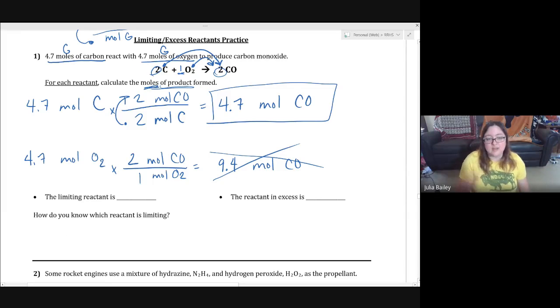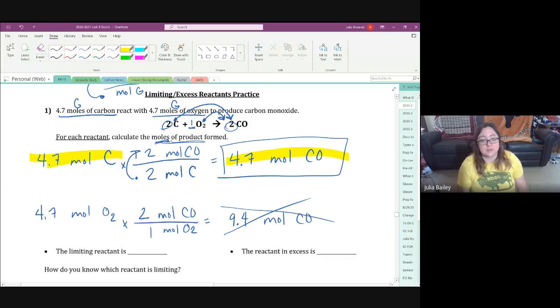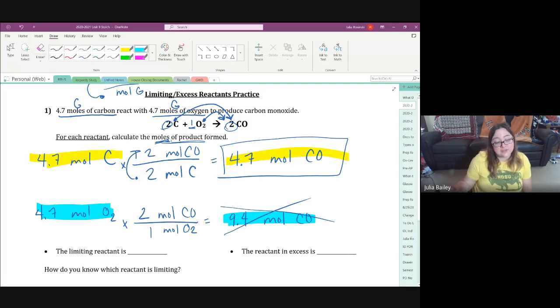Basically, what we've calculated is that if I start with 4.7 moles of carbon, then I have enough carbon to make 4.7 moles of carbon monoxide. If I start with 4.7 moles of oxygen, that's enough to make 9.4 moles of carbon monoxide. Here's the problem. I only have enough carbon to make 4.7 moles. I don't have enough carbon to make 9.4 moles.